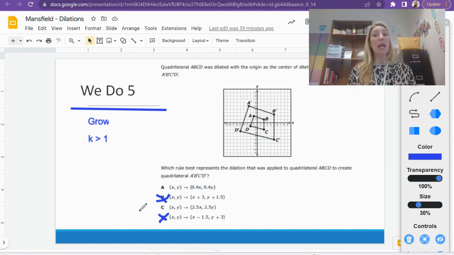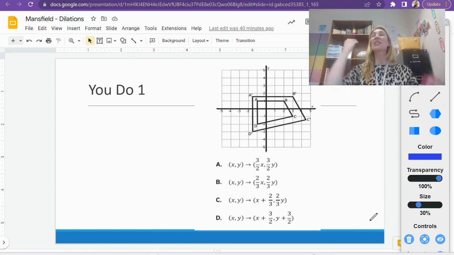Look how beautiful. Because I know it's growing, I know my scale factor has to be more than 1. Which one is more than 1? 0.4 or 2.5? Well, 2.5 is more than 1, right? If I tell you I'm going to give you $1, what is better than $1? 40 cents or $2.50? Well, $2.50. That's so much better, right? So this is the one that makes it grow. Please copy that on your paper.